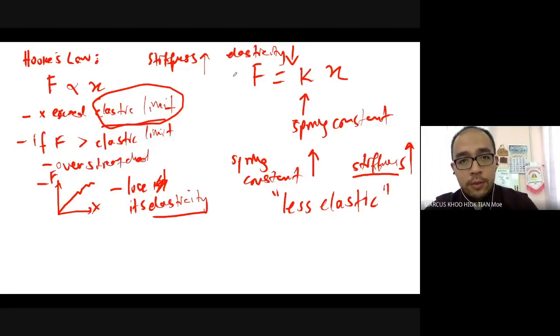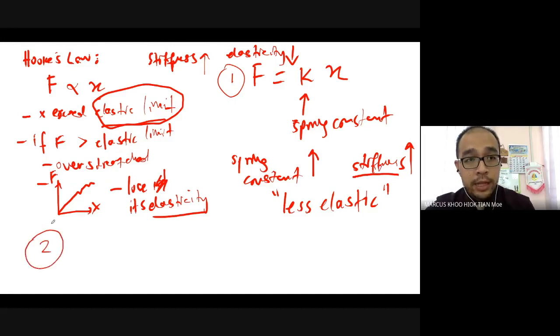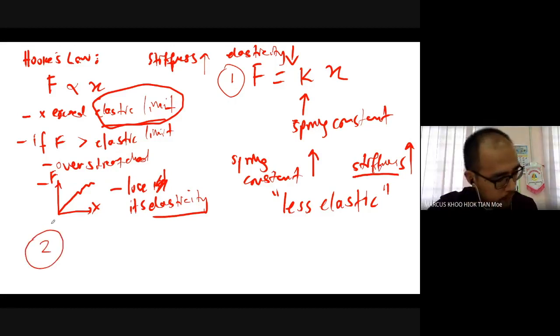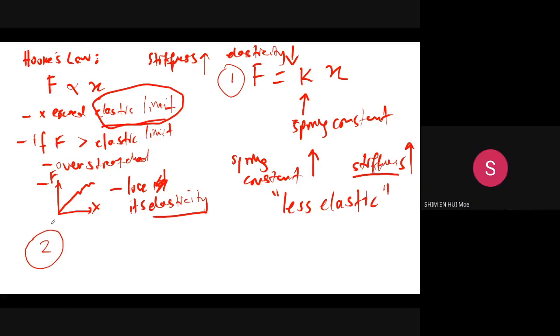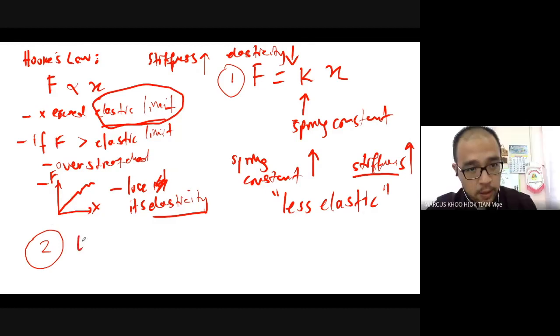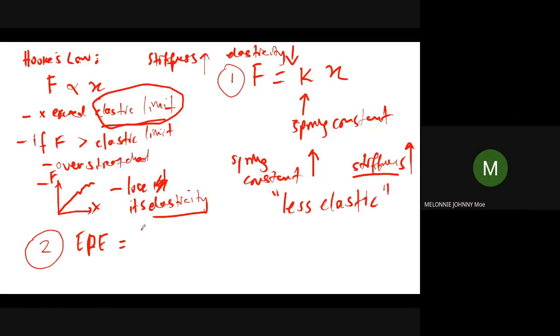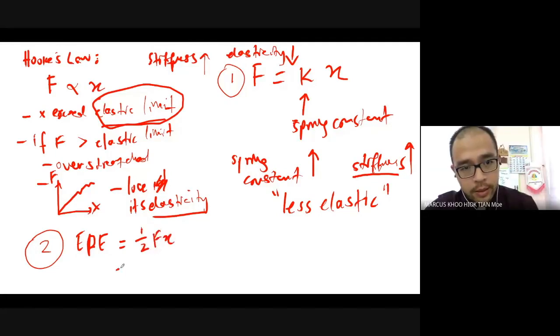So today, the second formula. Besides the force formula, what is the second formula that we talk about that is involved in Hooke's law? Elastic potential energy. I'm just going to write EPE over here. Give me the two formulas for elastic potential energy. 1 over 2 Fx. Okay, and the other one?